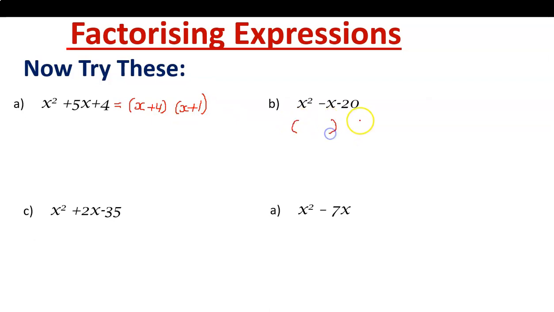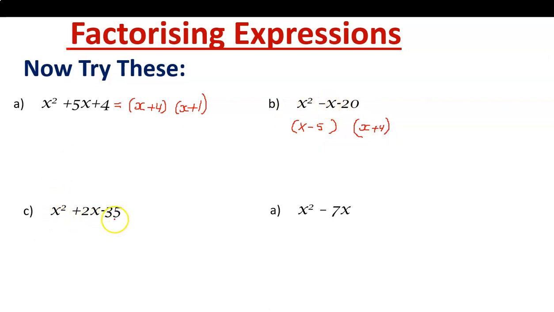Two numbers. When I times them, they give me minus 20. When I add them, they give me minus 1. They need to be two consecutive numbers, and they must have different signs, because when you times them, they give you minus. Two consecutive numbers that, when you times them, give you 20 are 5 and 4. And 5 must be minus, because when you add them, you get minus here.